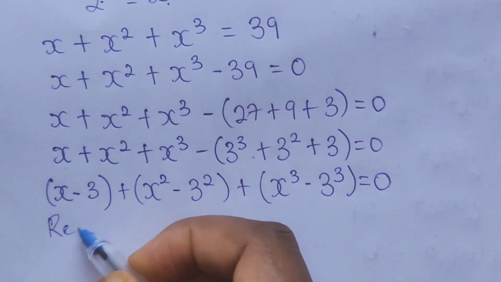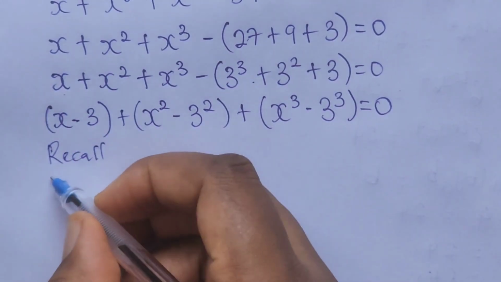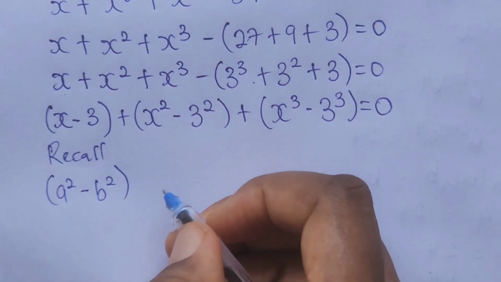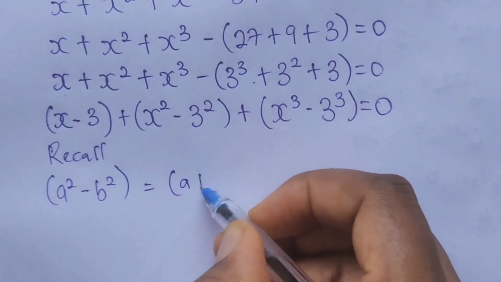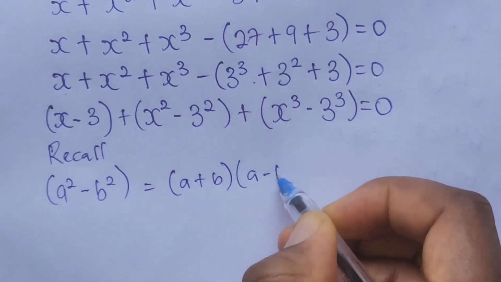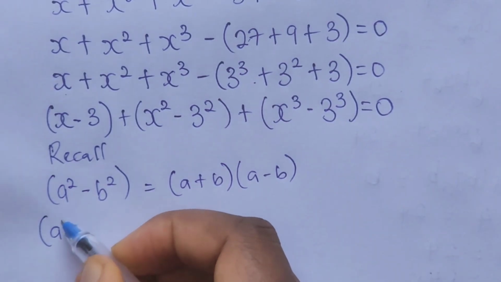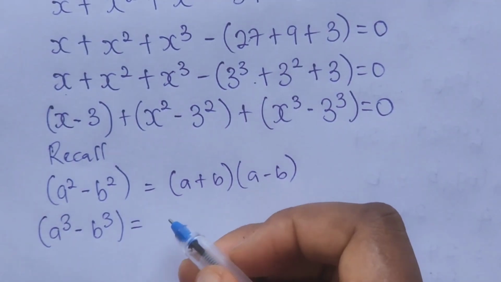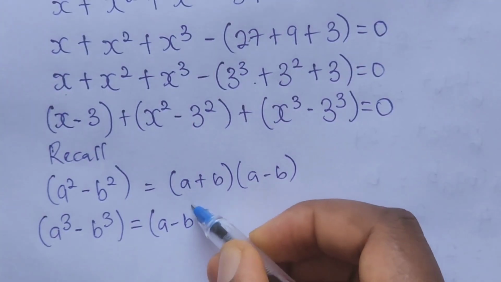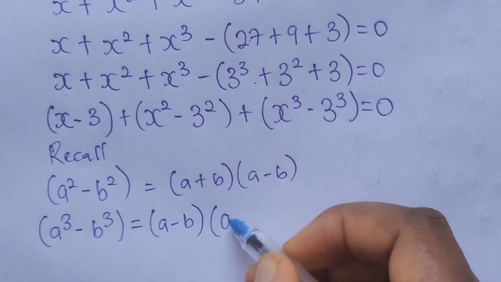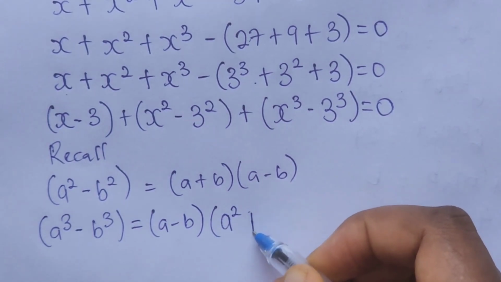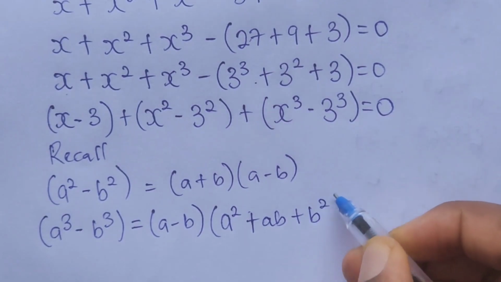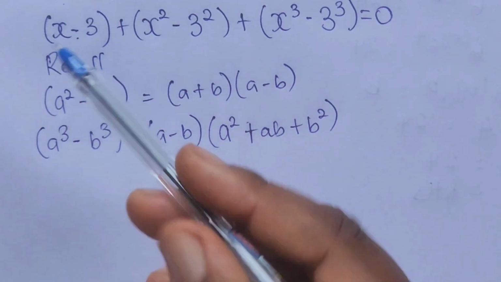Now let's recall that a squared minus b squared is equal to a plus b times a minus b, and a cubed minus b cubed is equal to a minus b times a squared plus ab plus b squared.